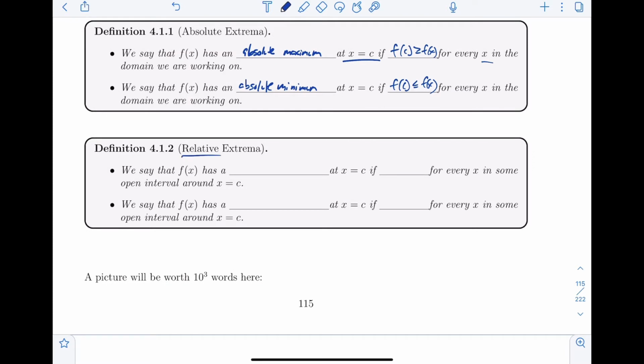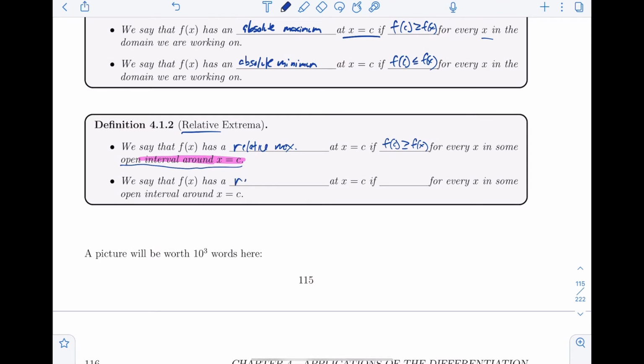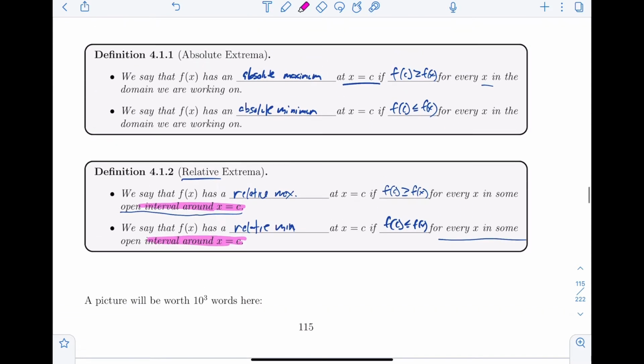So we say that f of x has a relative max. Let's just abbreviate. Relative maximum at x equals c if f of c is greater than or equal to f of x for every x in some open interval around x equals c. Okay, this is going to be important in a second, and I'll come back to that. Similarly, relative min. Similarly, f of c is less than or equal to f of x for every x in some open interval around x equals c. Okay, let me come back to that right now.